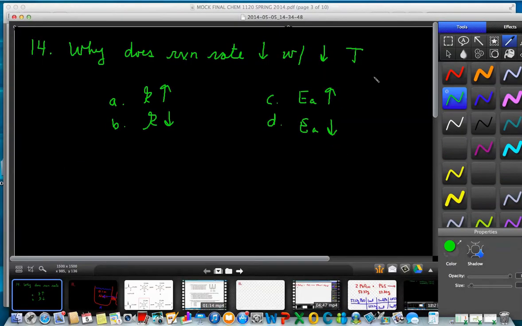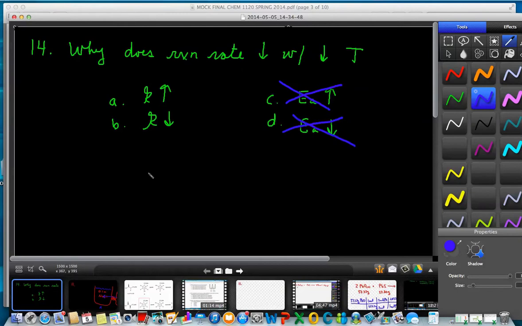All right, number 14, we're asked a conceptual question. Why does the reaction rate decrease when the temperature decreases? Of course, temperature does not affect the energy of activation. The only thing that can really affect the energy of activation is the presence or absence of a catalyst.